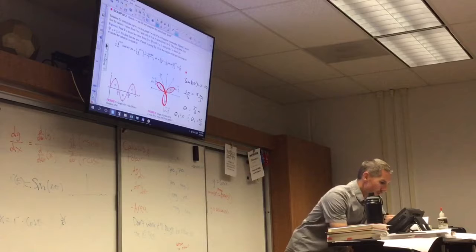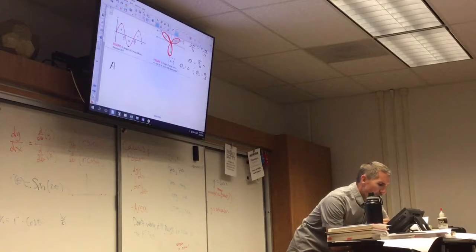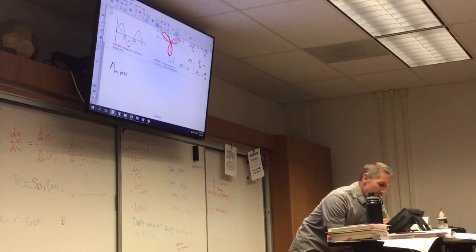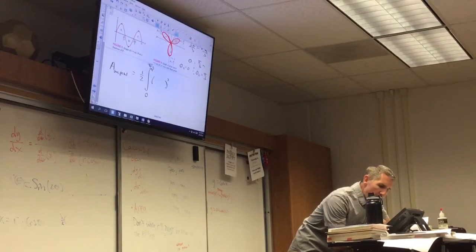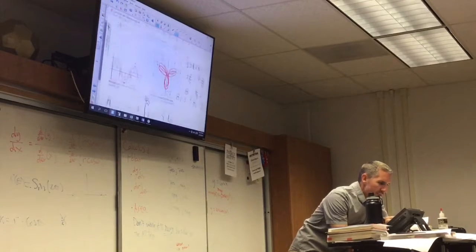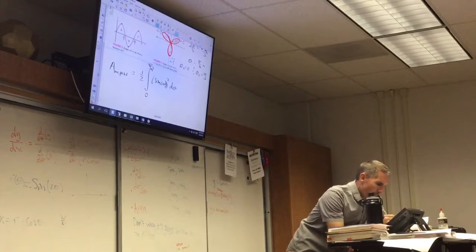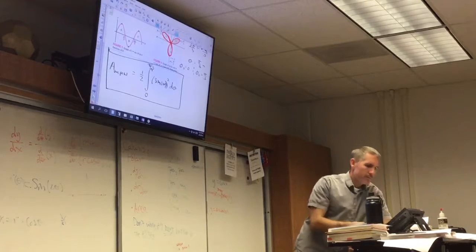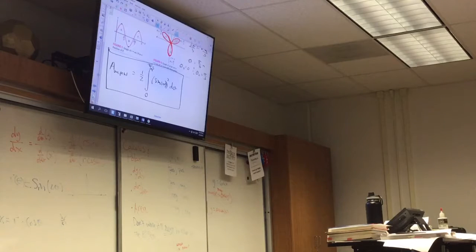So my setup is going to look like the area of one petal is equal to 1/2 times the integral from 0 to pi over 3 of something squared d theta, and that something is just what my r was, which is sine of 3 theta. Got it? Last thing I'm going to give you right now.